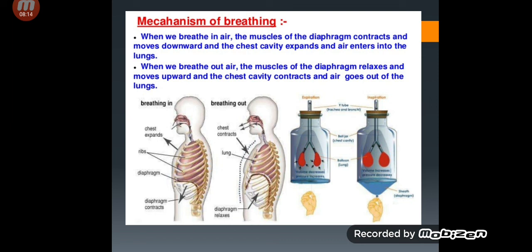You can see in the diagram, there is one diagram for breathing in and another for breathing out. In the first diagram, the chest expands when air comes in. The diaphragm contracts, and when breathing out, the chest contracts and the diaphragm relaxes. You can do an activity at your home or in this lockdown, the balloon activity. It makes it very much easier to learn the mechanism of breathing.